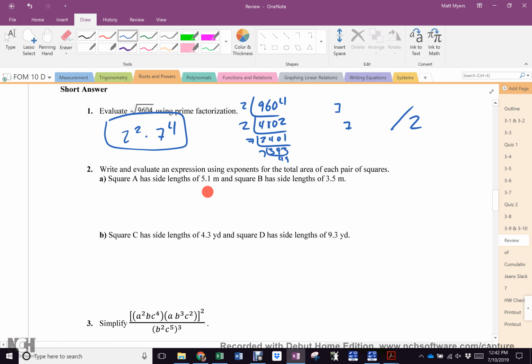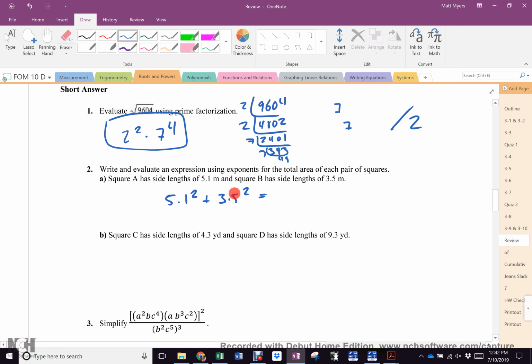So this is 5.1 squared plus 3.5 squared, which is whatever it is. If you wrote that, that's what I care about, because you just use your calculator, find the right answer. But it does say write an expression. And this one is, of course, 4.3 squared plus 9.3 squared. Both of those are worth 1 each.